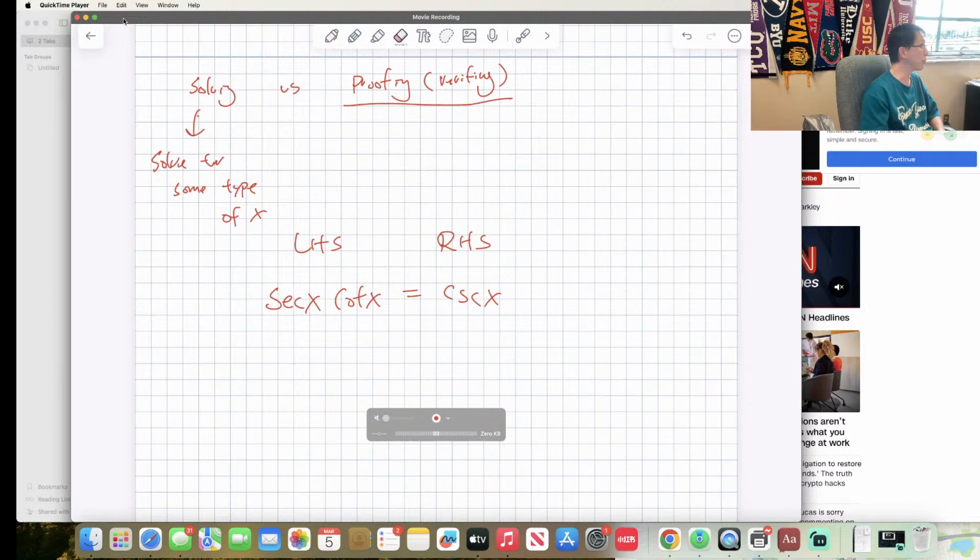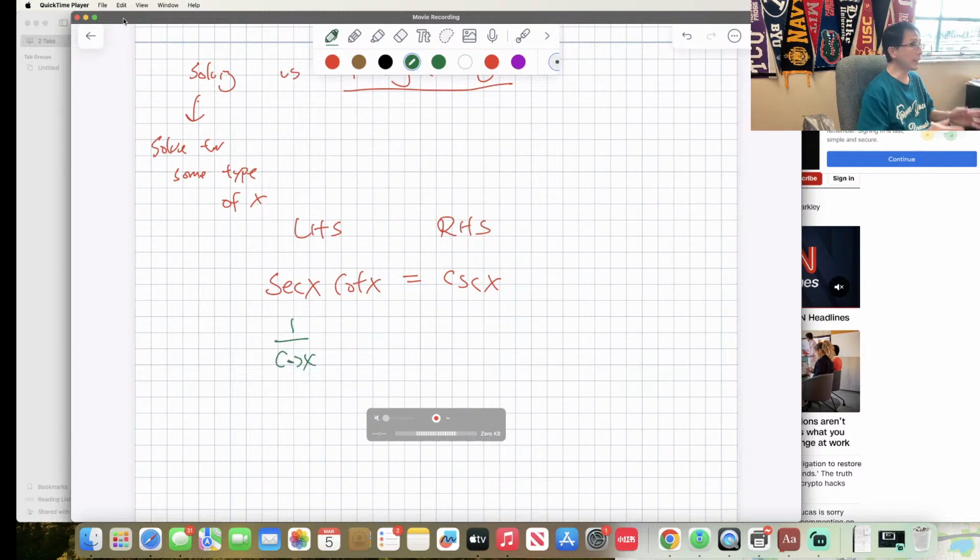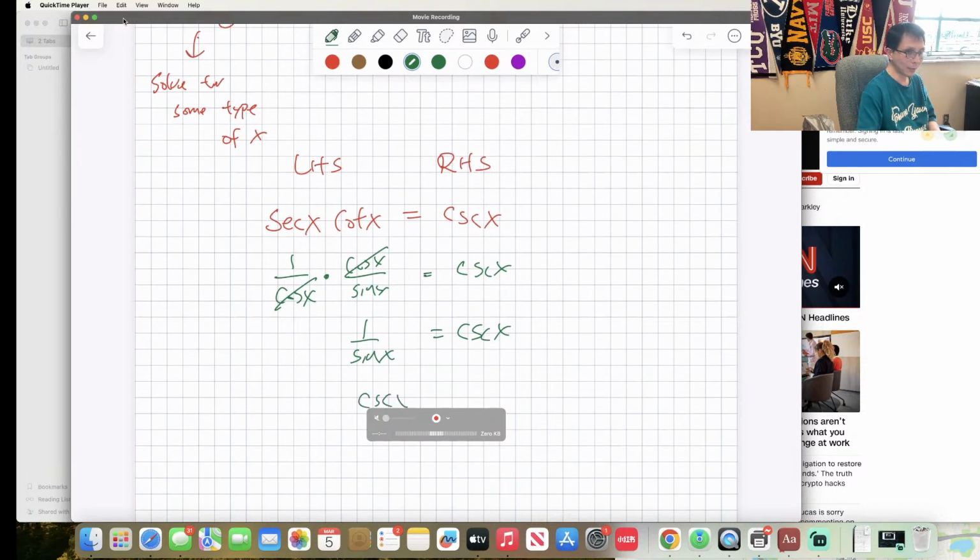How do you know it's true? Then you do 1 over cosine times cosine over sine. Sydney, you're a genius. I didn't even teach you, you already know how to do it. So if I convert everything to sine and cosine, this is 1 over cosine, and this is cosine of x over sine of x. The cosines cancel out, leaving 1 over sine of x, which equals cosecant of x. That's just cosecant of x, because that is true.